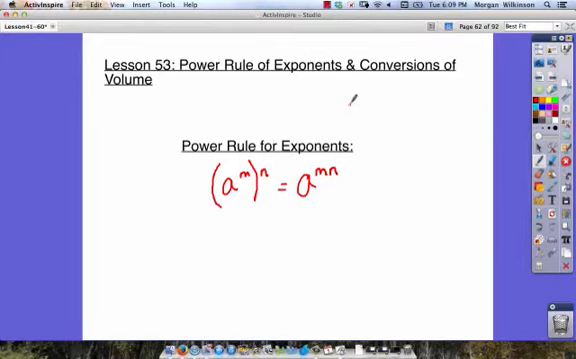Lesson 53 is about the power rule for exponents and conversions of volume. Now the power rule for exponents is written here. Please take a moment to pause the video and copy this into your notes.